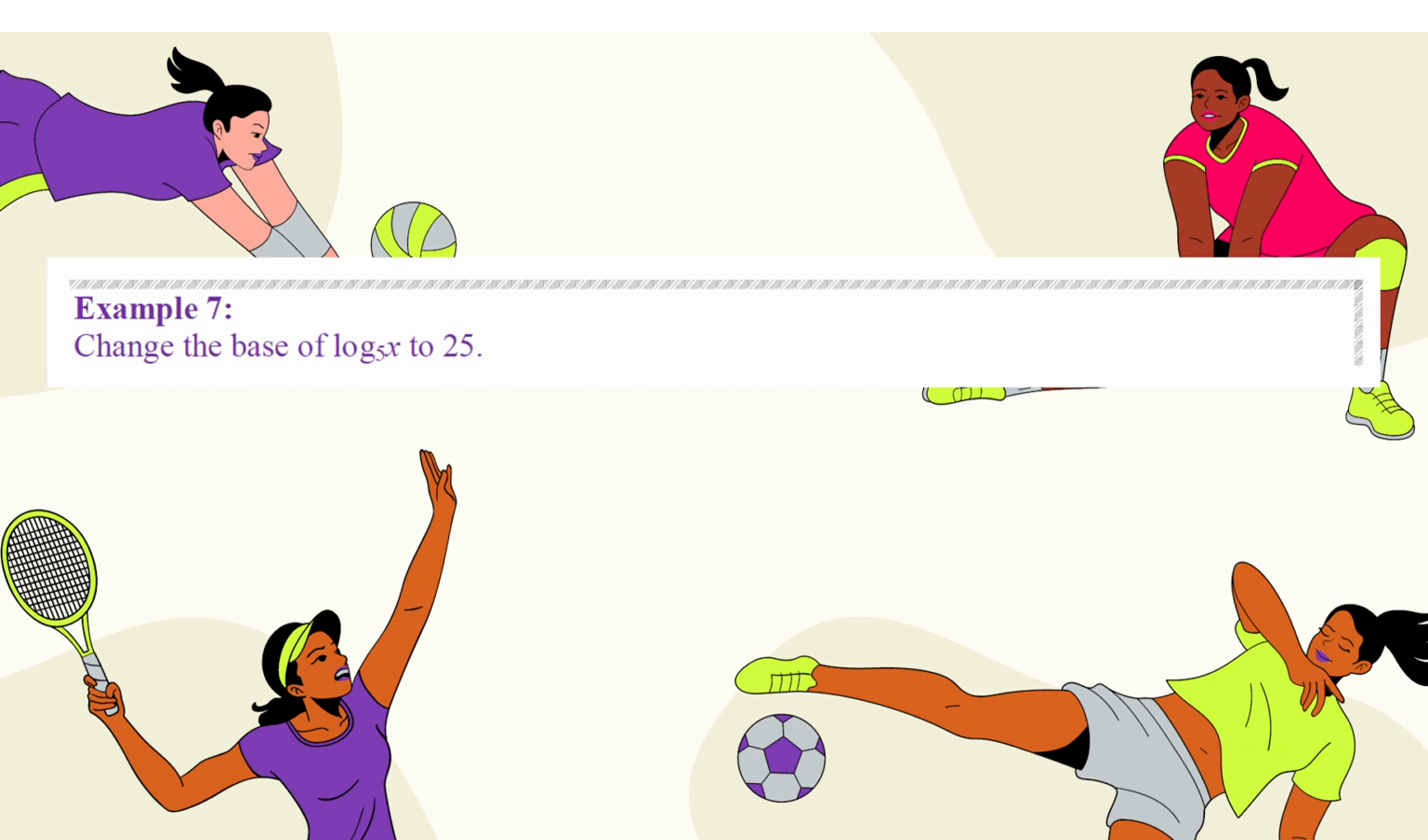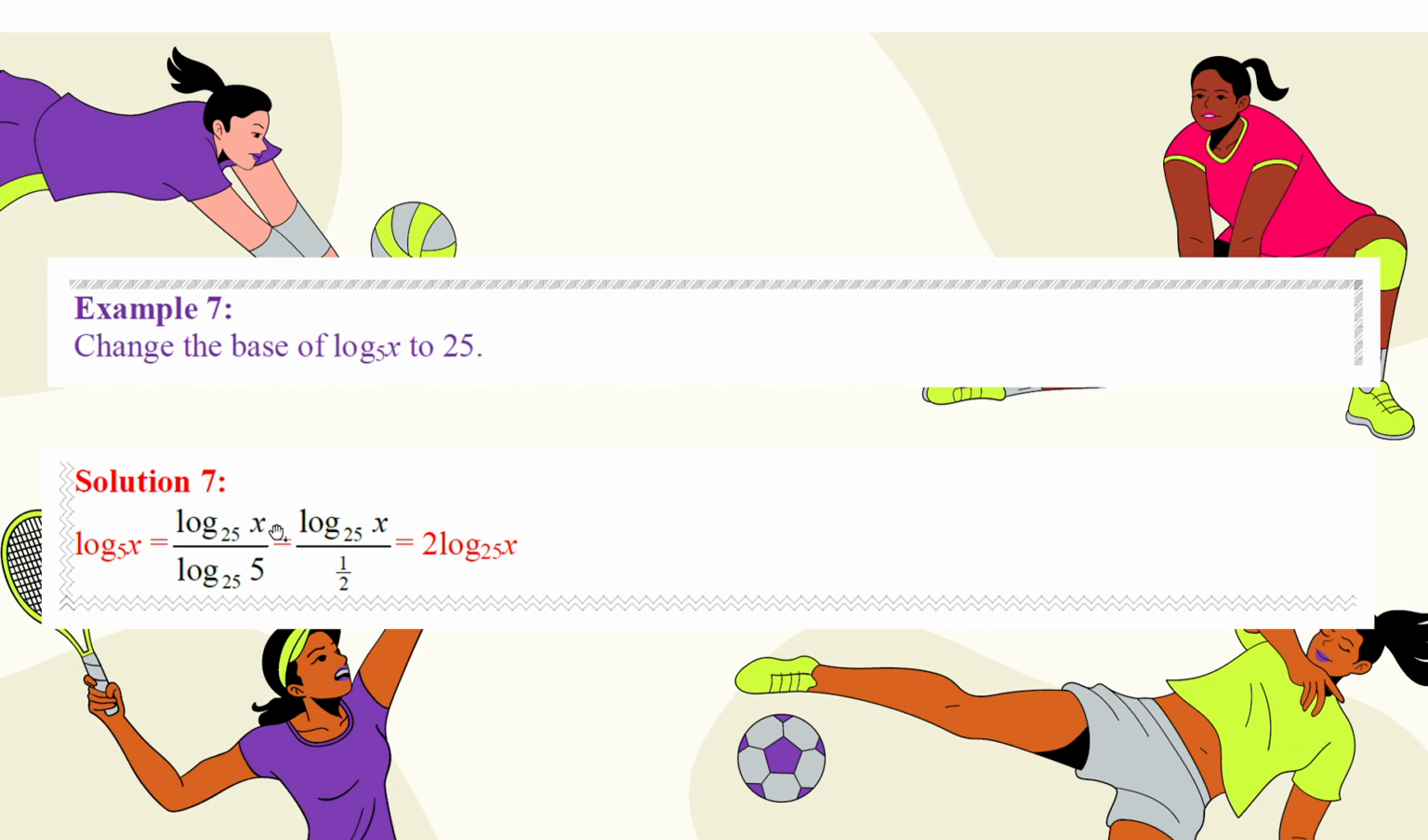Pause and do it. Welcome back. Remember, x is the numerator, 5 is the denominator. And for this one, the square root of 25 is 5, right? So it is 1/2. Move the 2 up. Maybe we can move the 2 inside, and say log 25 of x squared. No problem.